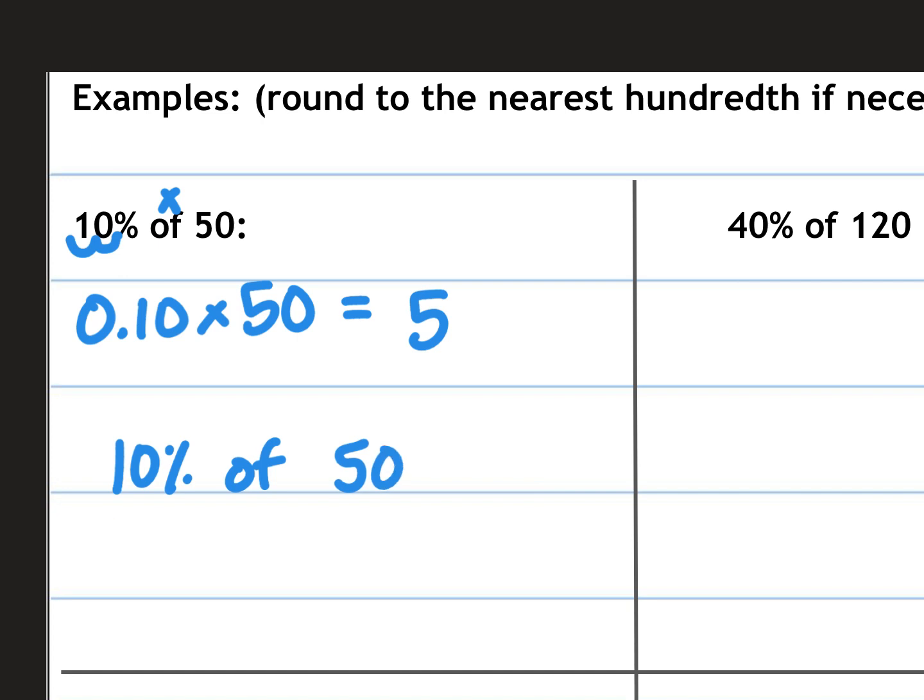Something super easy to help us with 10% of something, and this is really important to know: anytime we have 10% of something, all we need to do is move the decimal 1 spot to the left on the number that we're multiplying by. So 10% of 50 is 5. If we wanted 10% of 30, it would just be 3. 10% of 80, 8. You're just moving that decimal 1 spot to the left. And that can be used to help us with estimating.